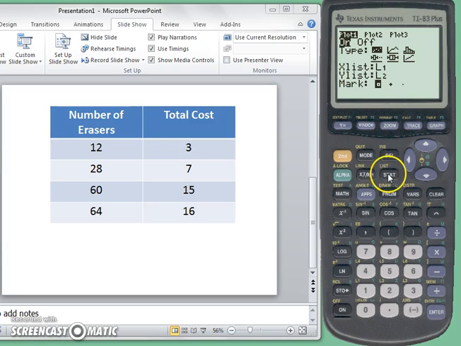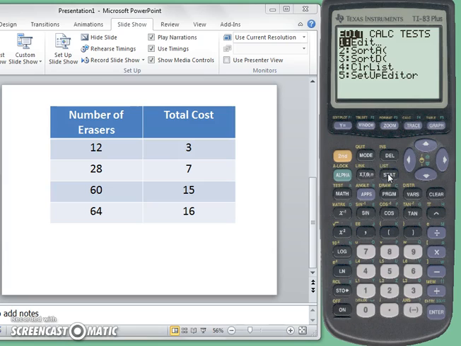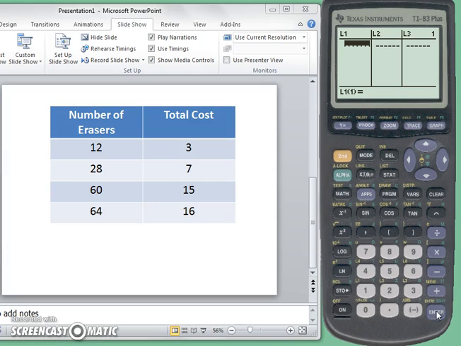So I should be ready to hit Stat. And in Stat, I have these choices, and I'm going to go to Edit. So I can either push 1 or Enter. And now I'm going to enter in my data. This L1 is going to be the X values, or the values on the X-axis, and the L2 will be the Y values. So you have to enter them in all at once.